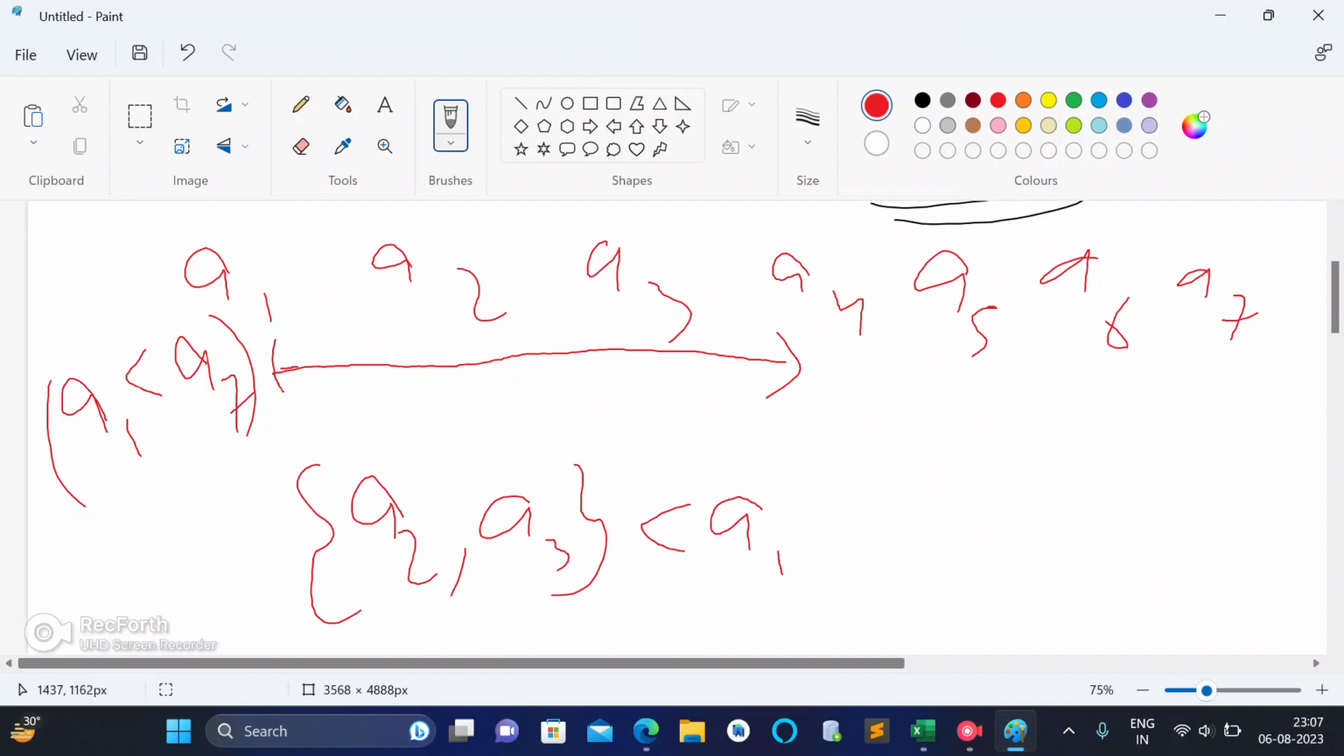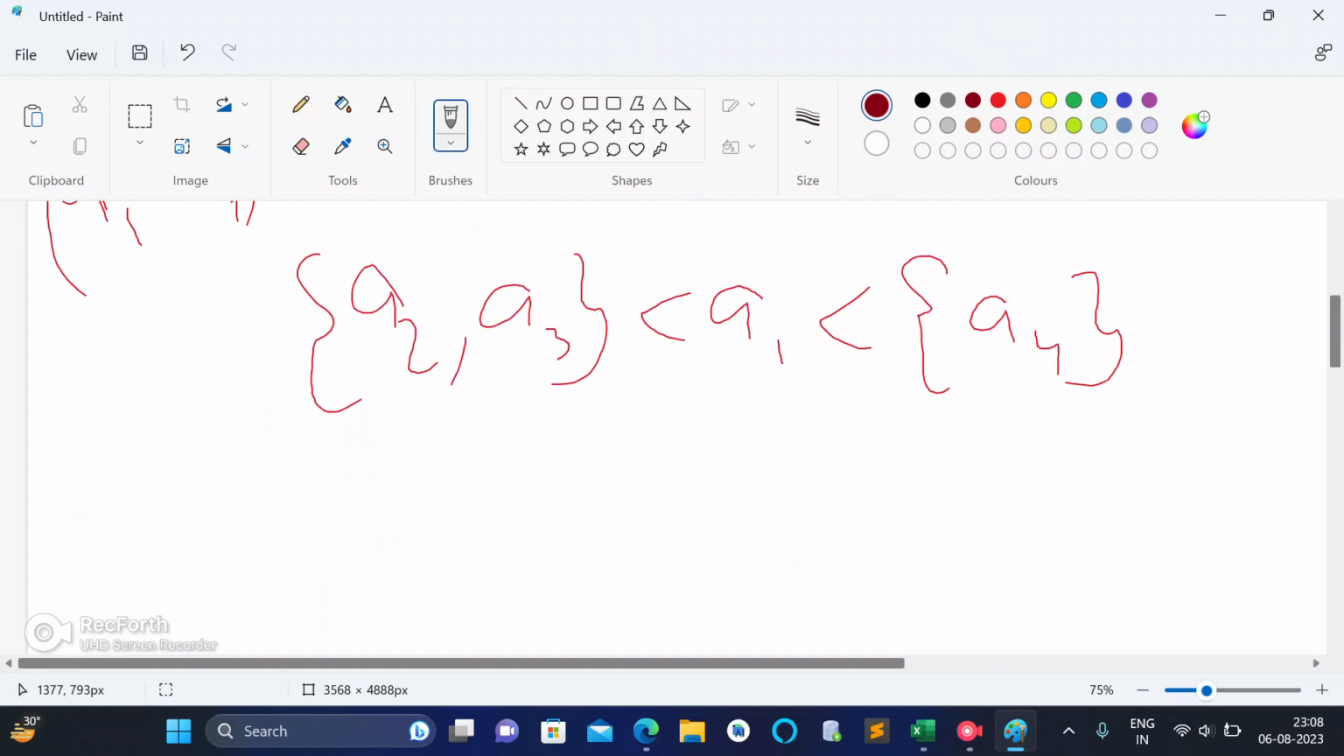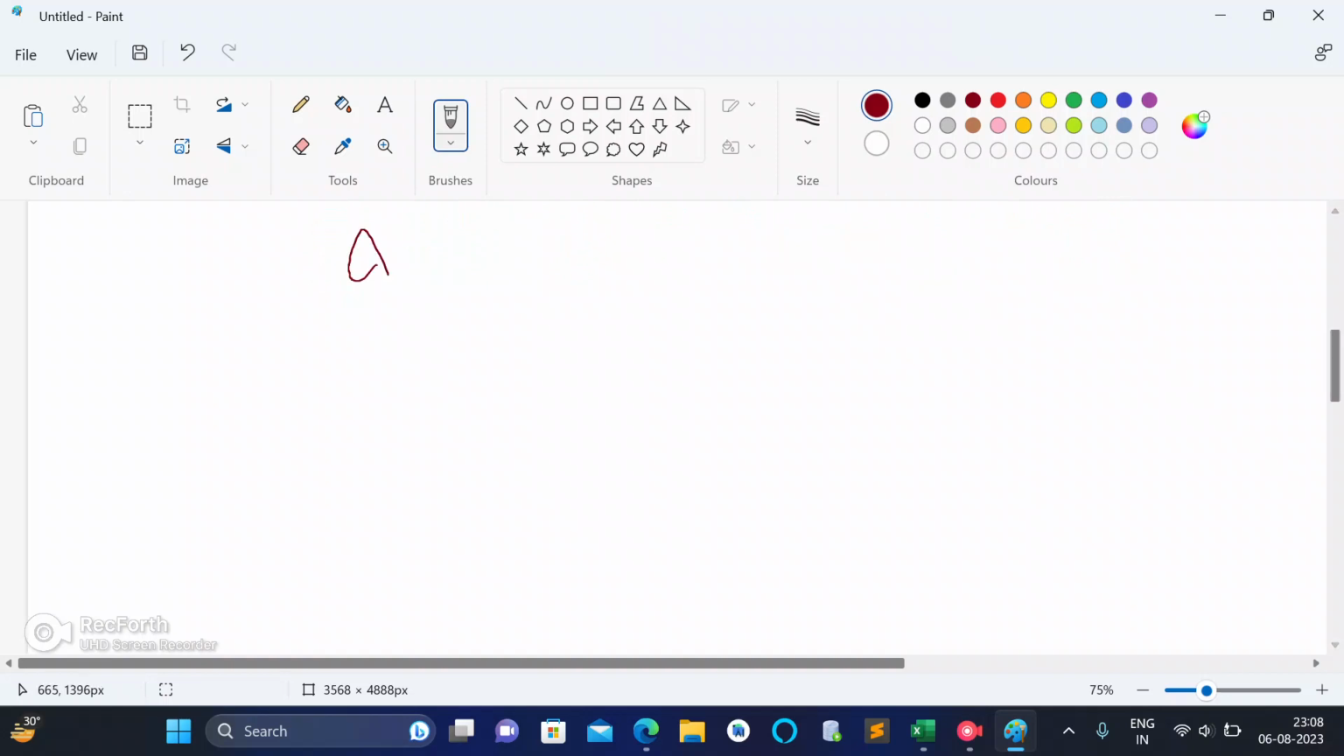So I write it like A2 and A3 both are actually smaller than A1 and A1 is actually smaller than A4. So what I can say is A3 is smaller than A4 by this relation, so I will remove A3. A2 is smaller than A4, so by the relation I remove A2. A1 is smaller than A4, so by the relation I decided to remove A4. So the elements which remain to us are A1, A5, A6, A7.